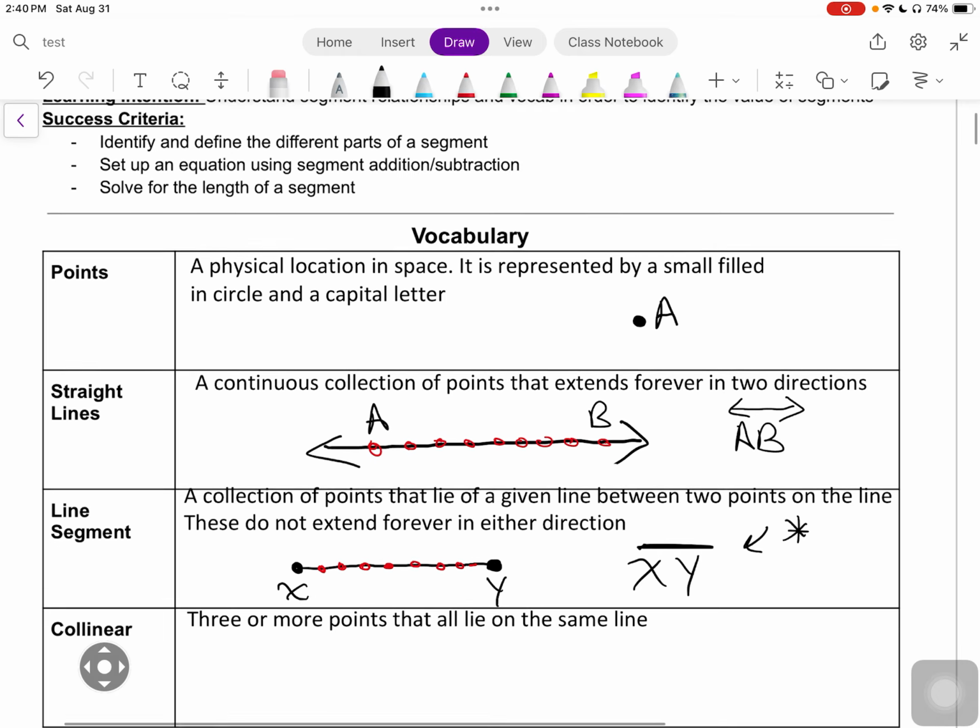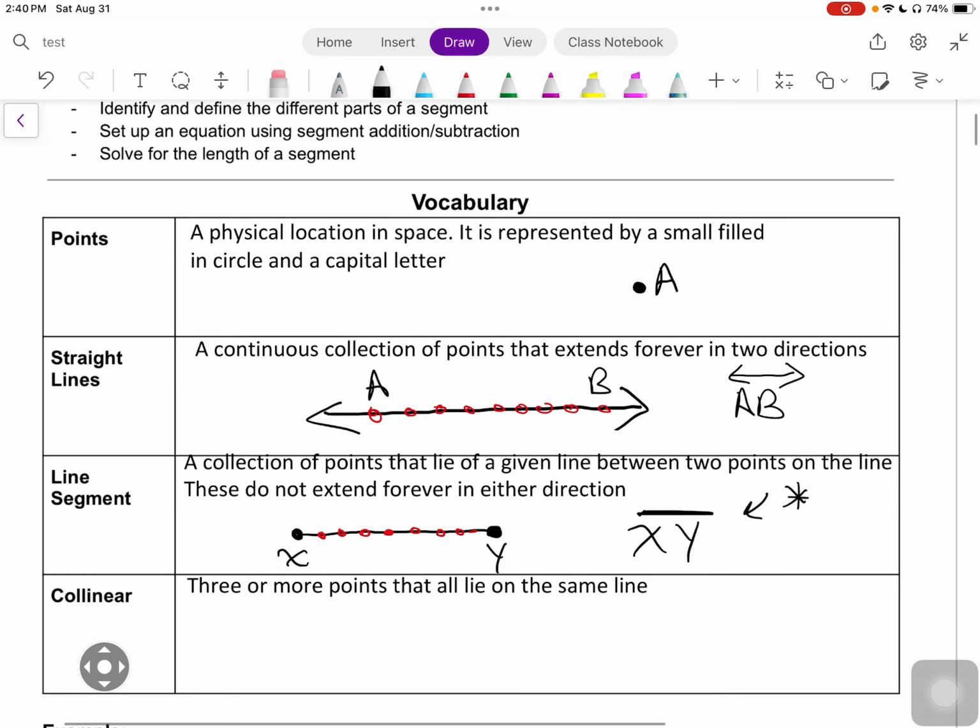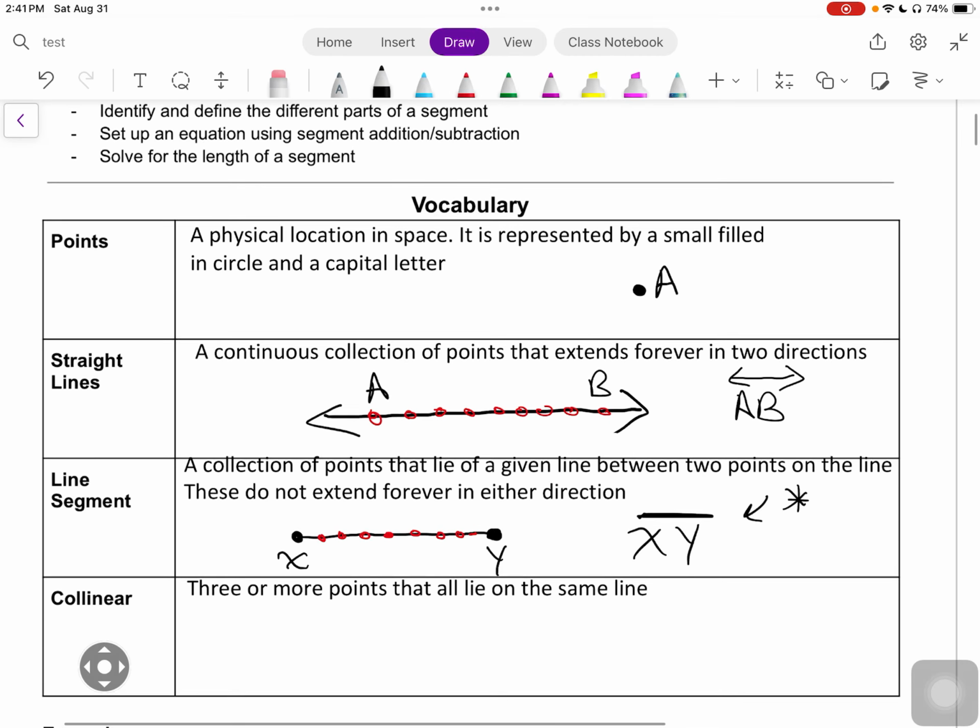All right, the last vocabulary word that we need is collinear. This is when 3 or more points lie on the same line. So in these two things that I have drawn up here, all of these points would be collinear since they all are on this same line. All of these points would be collinear. They would all be on the same line. There's no real picture for this.